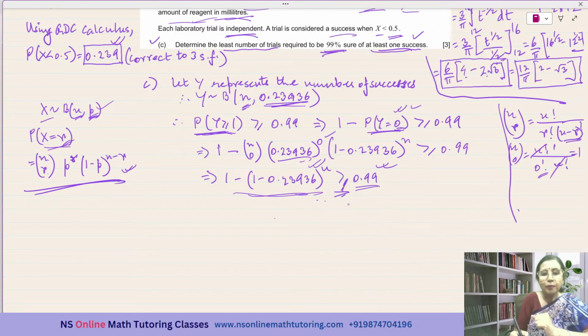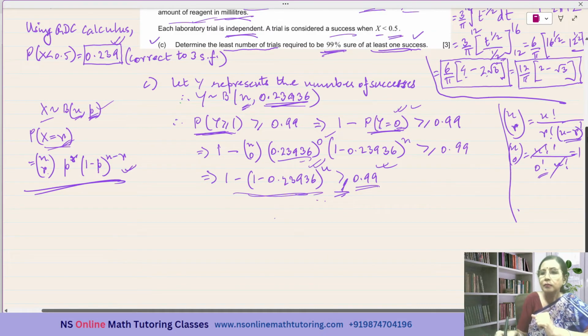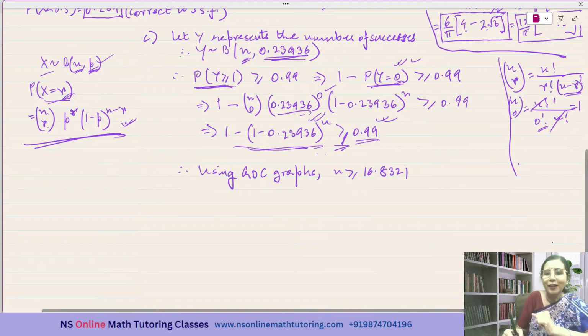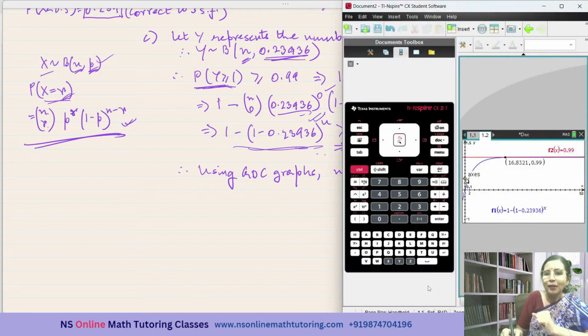Therefore, using GDC graphs, n is greater than or equal to 16.8321. Let me check once more. Okay, 16.8321. Yes.